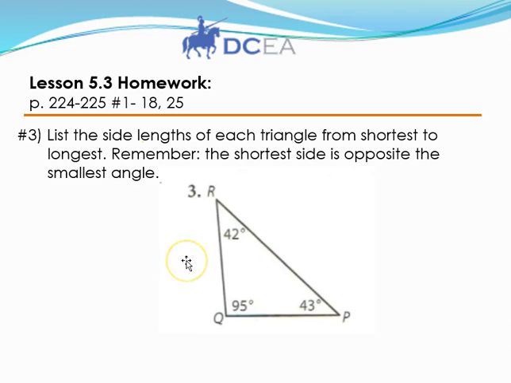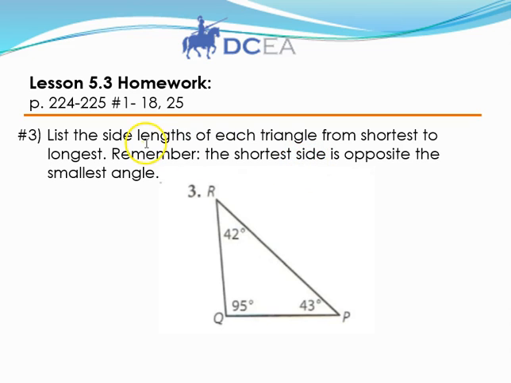So the homework for lesson 5.3 is numbers 1 through 18 and number 25. An example for how to do these problems. Number 3, list the side lengths of each triangle from shortest to longest. Remember, the shortest side is opposite the smallest angle. In these problems, they'll be very easy, but you'll make mistakes because you won't read shortest to longest or longest to shortest. Be very careful there. So number 3 says list the shortest side.